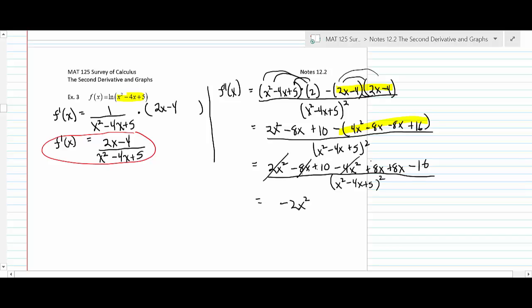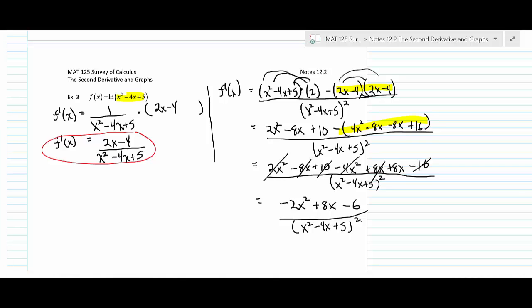Okay, it looks like one of the 8x's crosses out. So it looks like I'm just left with an 8x. And then 10 minus 16 is minus 6. And that's all over x squared minus 4x plus 5 squared, like that. Okay, that's your second derivative. Now, you could factor a 2 out of the top. I'm not going to do that yet.